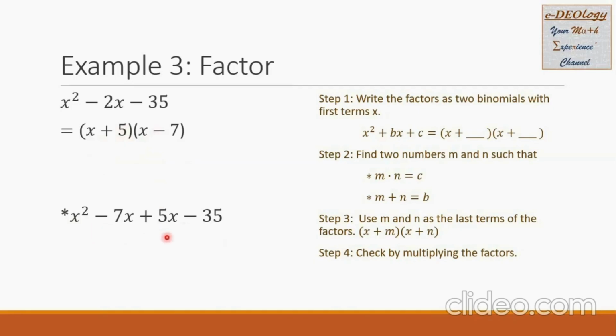So we're going to combine the two terms in the middle, the negative 7x and the 5x. We will have a negative 2x. So our final answer here is x squared minus 2x minus 35. And we can see that the answer here is the same as our original trinomial on top. It means the binomials (x plus 5) times (x minus 7) are correct and considered to be our final answer.